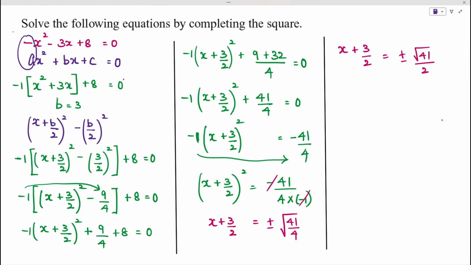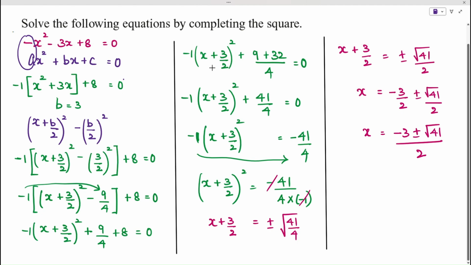And now we can rearrange to get x is equal to minus 3 over 2 plus or minus root of 41 over 2. We can join our two fractions together to get x is equal to minus 3 plus or minus root of 41 all over 2. And here we have solved the equation by completing the square.